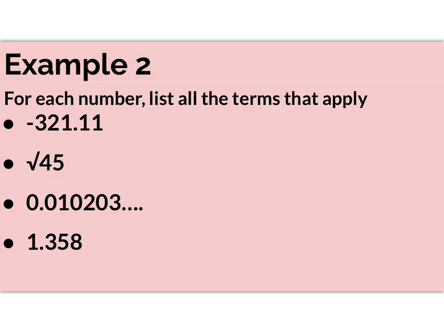Okay, for each number, list all the terms that apply. So let's see. Our second example here. All right, this one is rational. The square root of 45. Is that a perfect number? Let's see, 6 times 6 is 36. 7 times 7 is 49. The square root of 45 is not a perfect number, so that would make that irrational.